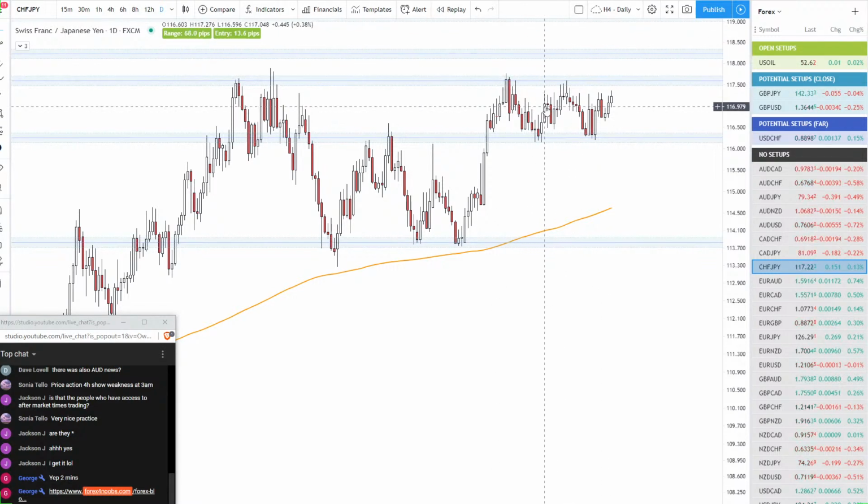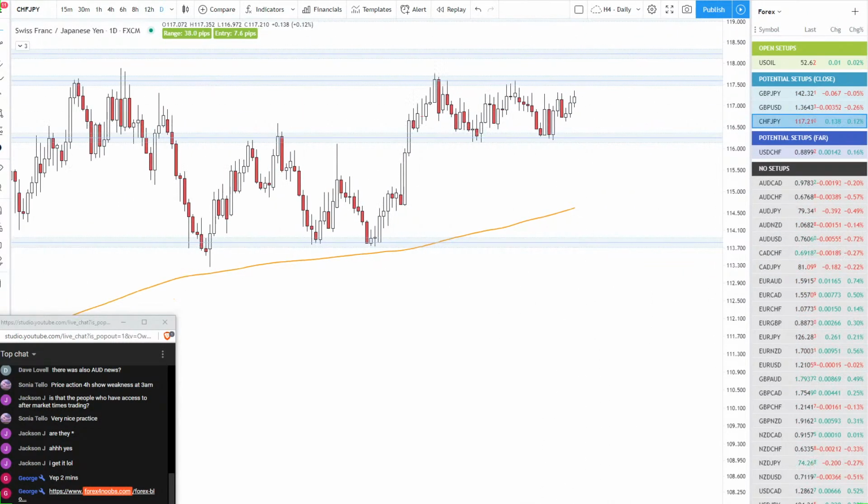We have a bit of a range here on CHFJPY. Actually very interested in trading a short from the top of this range. So let's wait for price to hit the top of the range for a potential short from there.